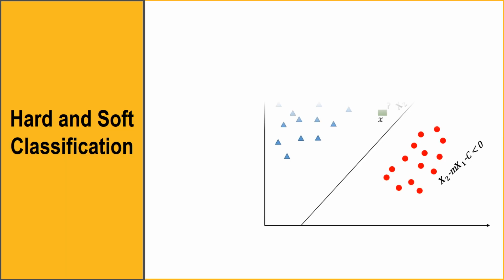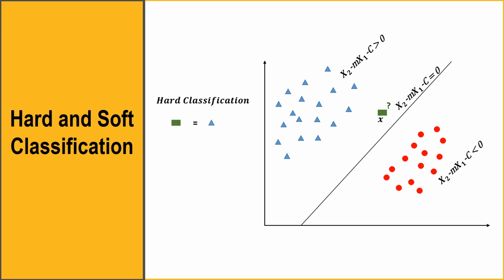One more technique for classification is to draw a linear line between these two classes and separate them. For example, here a line is drawn, x2 minus m x1 minus c equals 0, which will classify this unknown point x. In this case the unknown point goes to the blue class, and that is said to be hard classification. But many times there is a doubt whether it belongs to the red class or not. In that case, when a machine has a doubt, we can go for soft classification.